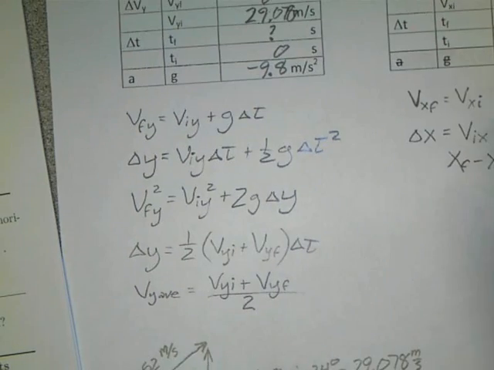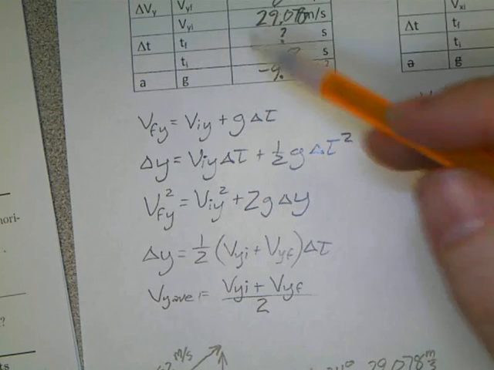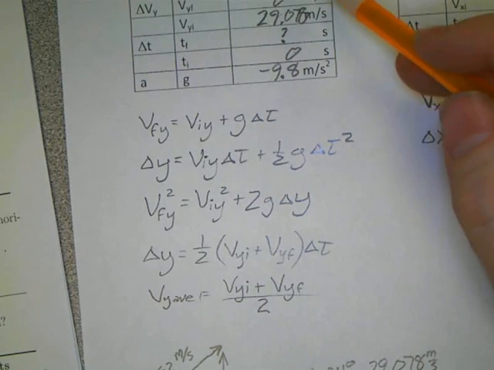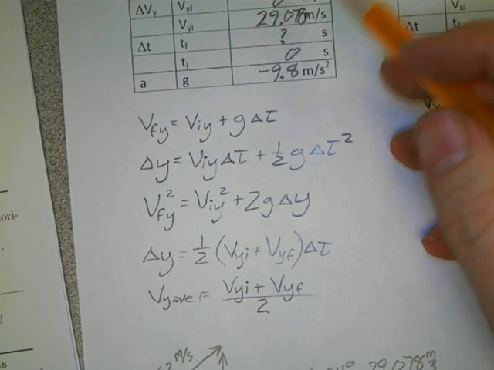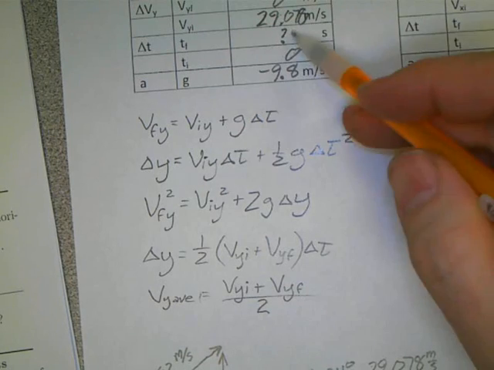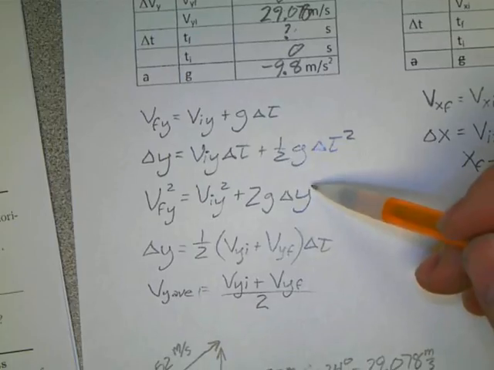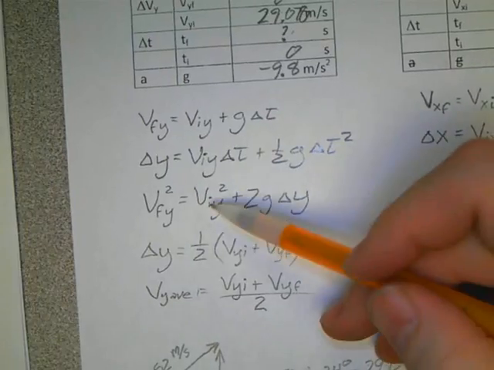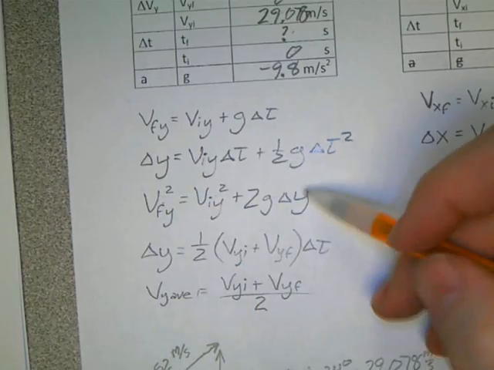So is there anything I can use down here to get my delta y, or do I have to get the time before I can get the delta y? So if I don't know the time, the first thing I'll do is I'll look at my no time equation. And I know the initial velocity up, I know the final velocity up, and I know gravity. So the no time equation does work for this.